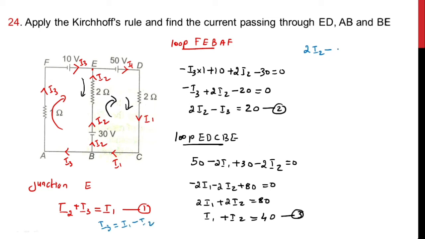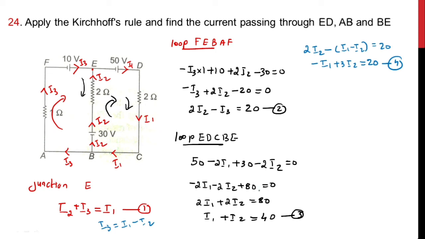Substitute here. What does the equation become? Minus (I1 minus I2) is equal to, what is the remaining part of equation number 2? 20. So that is 2I2 minus I1 plus I2. So 3I2 minus I1. We can write minus I1 plus 3I2 which is equal to 20. We can call that equation number 4.